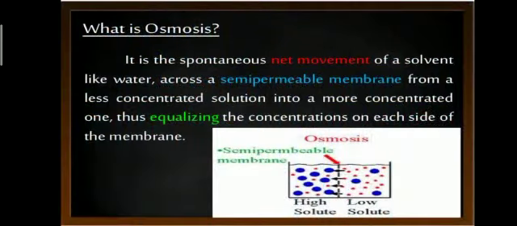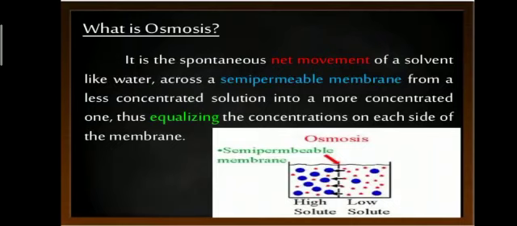First of all, what is osmosis? It is the spontaneous net movement of a solvent like water across a semi-permeable membrane from a less concentrated solution into a more concentrated one, thus equalizing the concentrations on each side of the membrane.